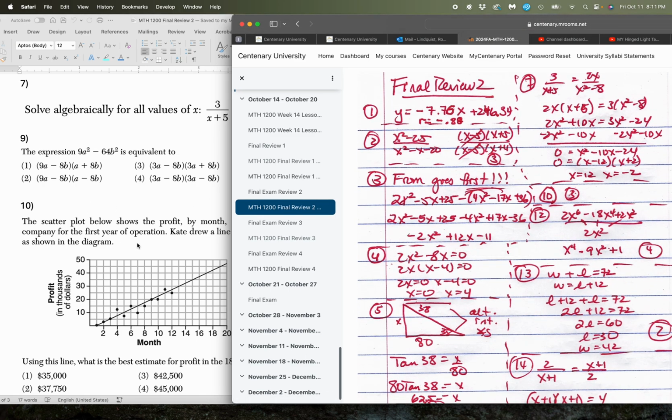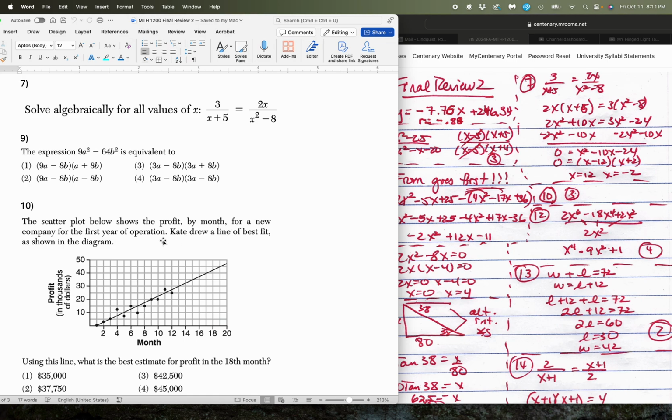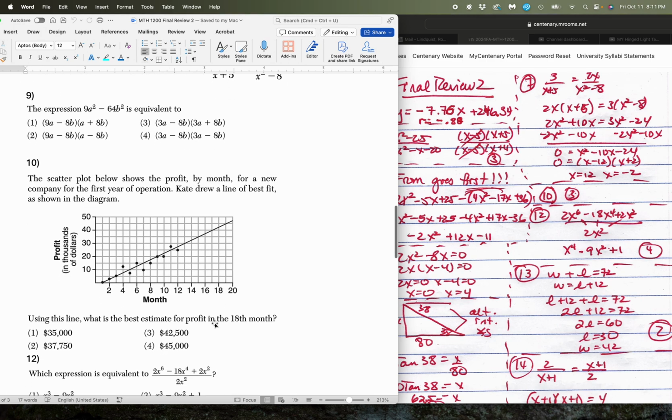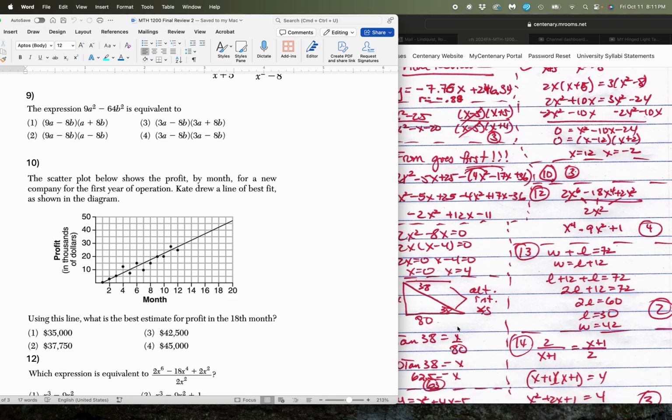Number 10. Scatter plot shows, say that 3 times quick. The scatter plot shows the profit by month for a new company. Kate drew the line of best fit right through the middle of all of them. As shown, what's the best estimate for the 18th month? Well, I go up the 18th month to here, and then over here to look at it. That's a little over 40, but not quite 45. It's below 45. So 42,500, choice 3.